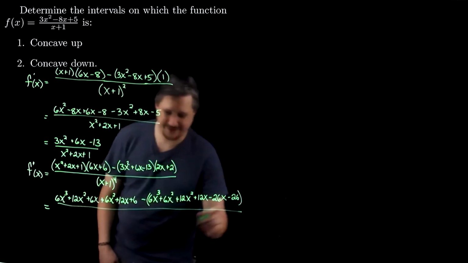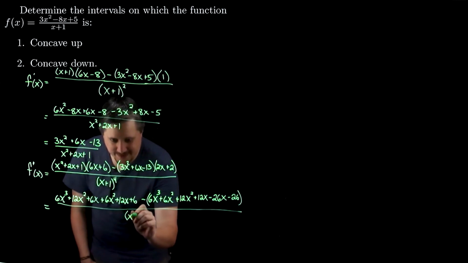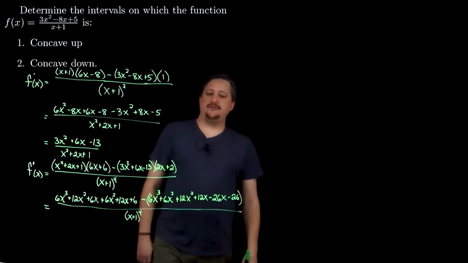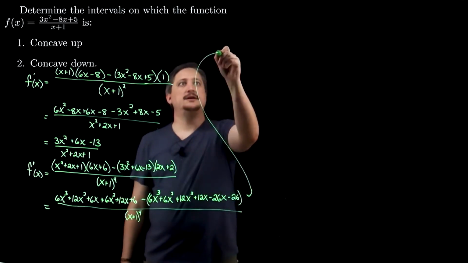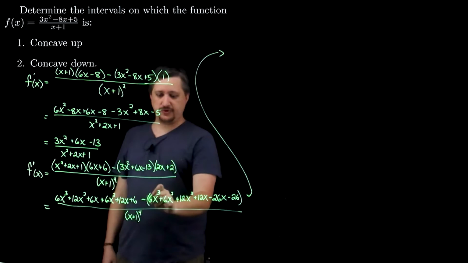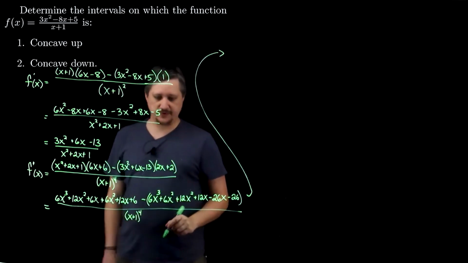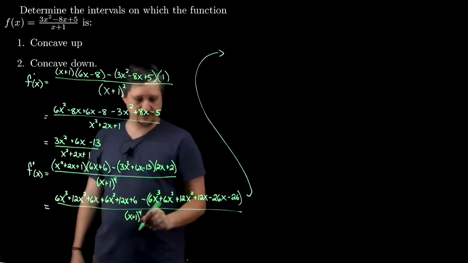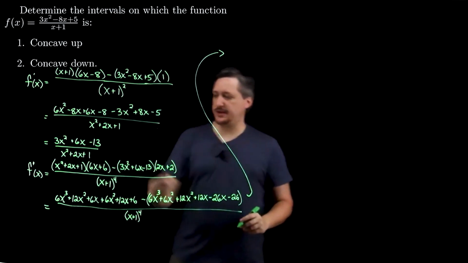All over the bottom squared, x plus 1 to the 4th. And finally, I can combine like terms. So really I want to distribute this negative. So I'm going to write one more line with the negative expanded out.